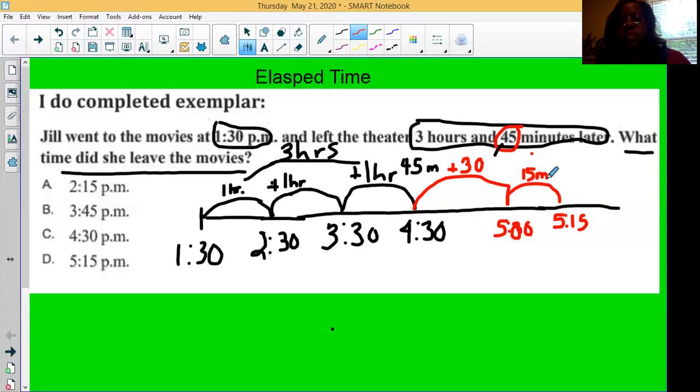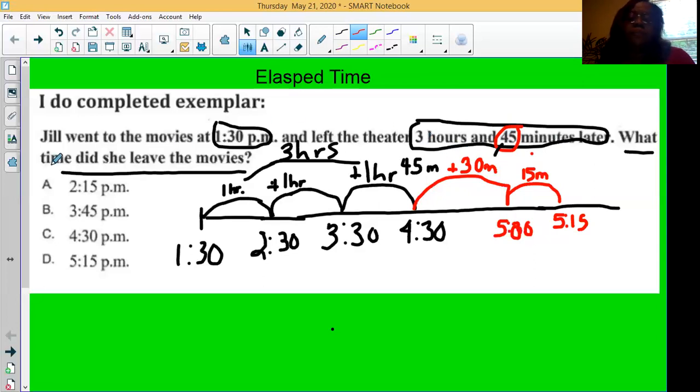Yes, again, I could have taken different increments, just as long as what I have in red adds up to 45. So you didn't necessarily have to do 30. You didn't have to do 15. You could have done 10, 10, 10, 10, and 5. So you decide. You could have done 20 and 20 and 5. But whatever you do has to add up to 45. Here, my 30 plus my 15 equals my 45.